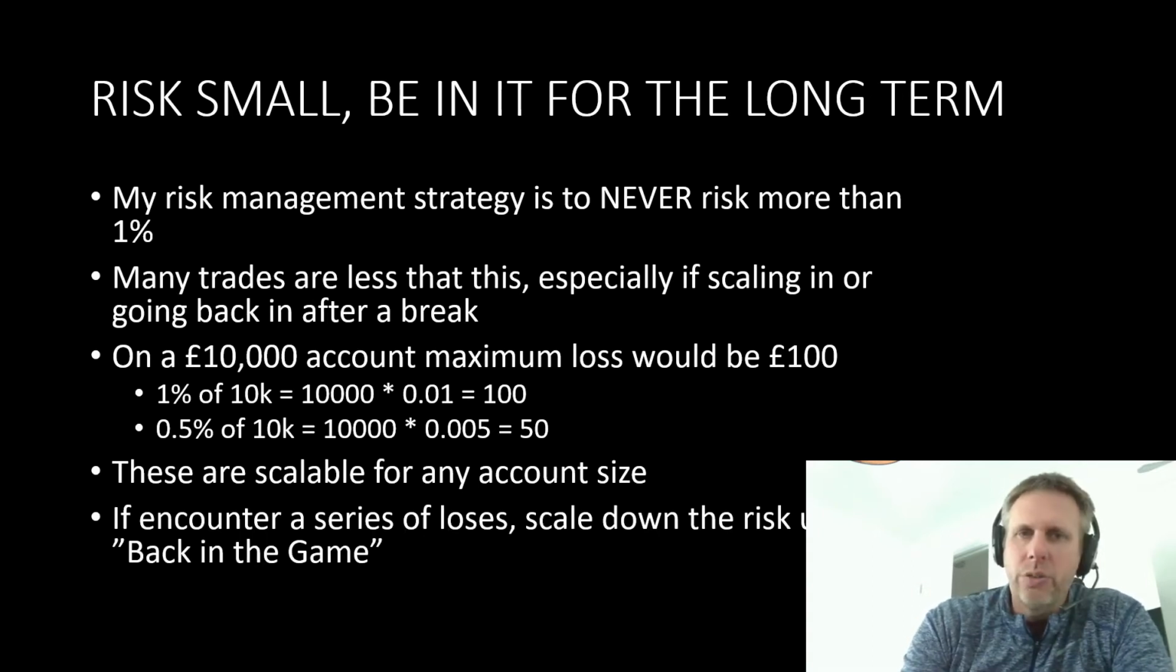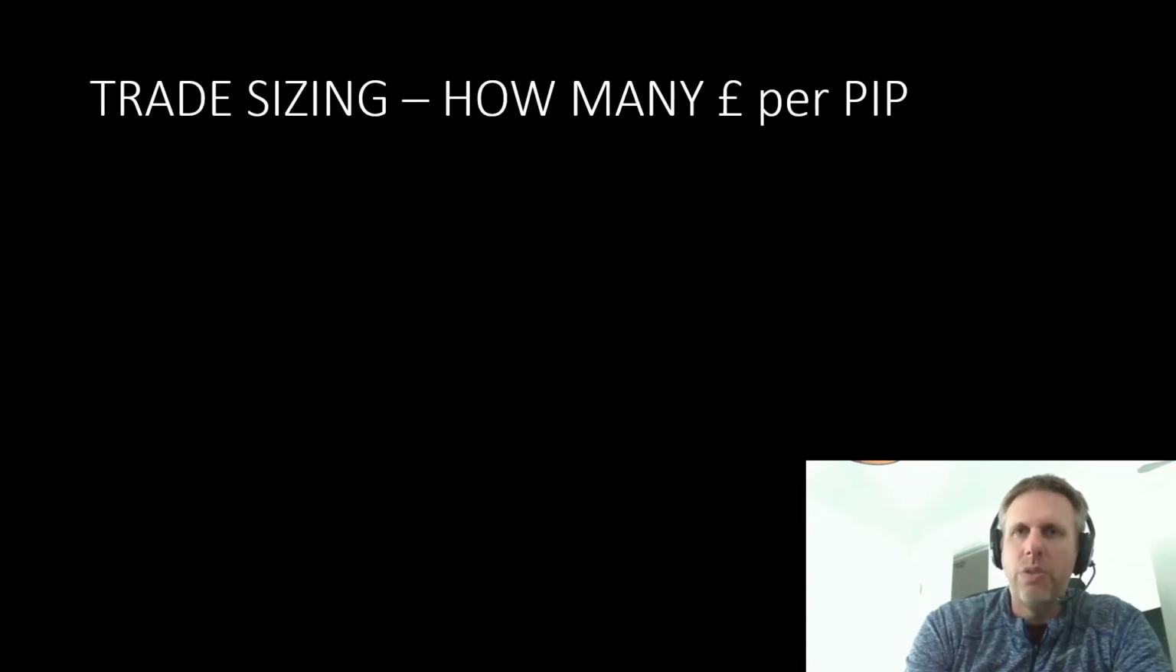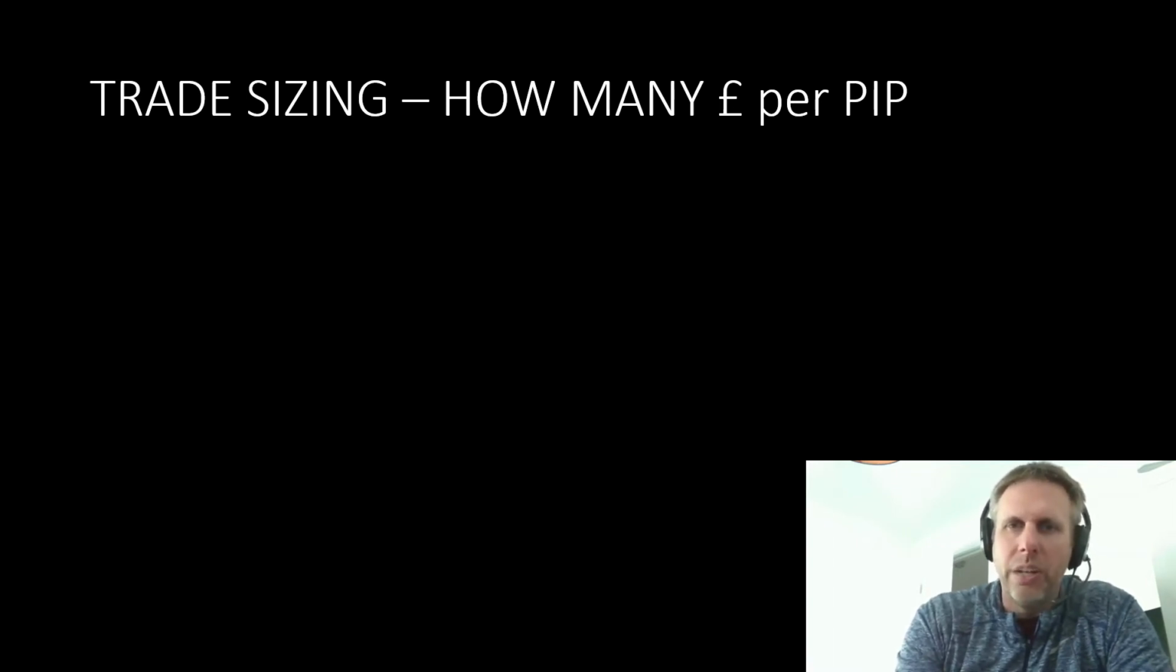Now, for me, if I encounter a series of losses, 2 or 3 as example, I would scale back on the 1% risk and go down to the 0.5% until my head is back in the game. So once we know how much money we're risking on any particular trade, we need to be able to equate that into trade sizing. How many pounds per point are we going to risk on any particular trade?